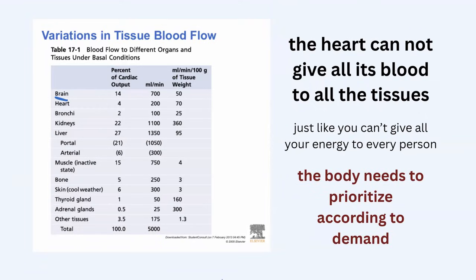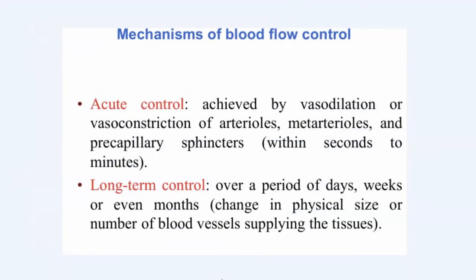What that means is that if I am exercising, my muscles need more blood than my stomach because I'm running. I'm running with my legs and my muscles, not my stomach. So the blood flow to my muscles is going to increase, and my blood flow to my stomach is going to decrease. Okay? And that is achieved by local blood flow mechanisms. The acute control is achieved by vasodilation or vasoconstriction of arterioles, meta-arterioles, and precapillary sphincters. So it's always arterioles, meta-arterioles, or precapillary sphincters, never capillaries, because capillaries don't have smooth muscle.